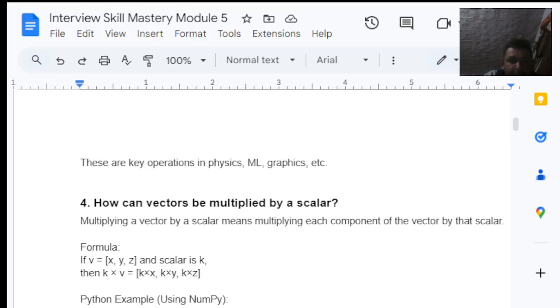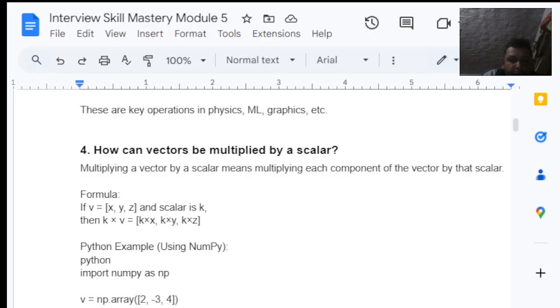So, Python example: import numpy as np, v equals np.array([2, -3, 4]), scalar equals 3, result is scalar times v. We print the result, and the output will be [6, -9, 12]. So it multiplies each component and assigns the result.